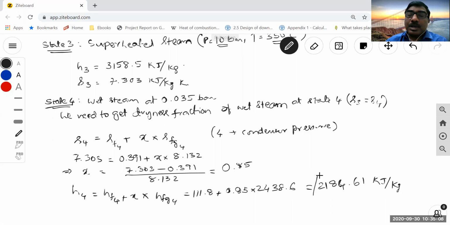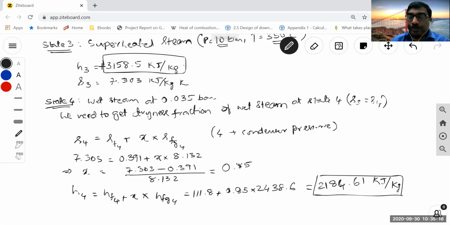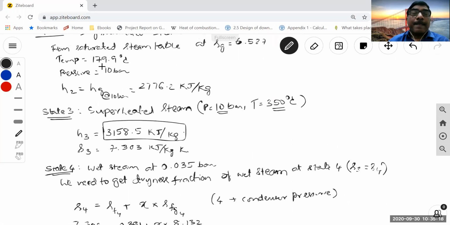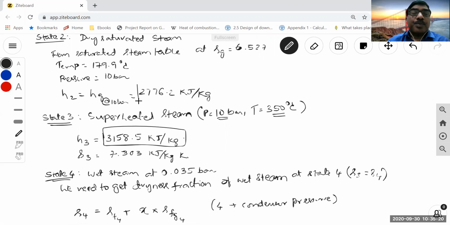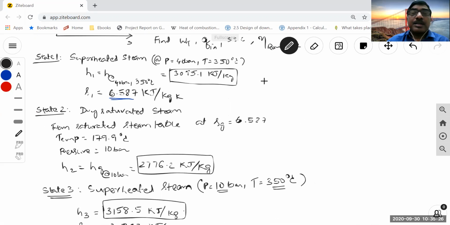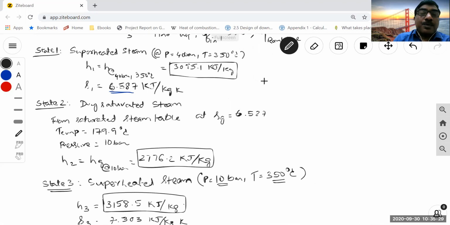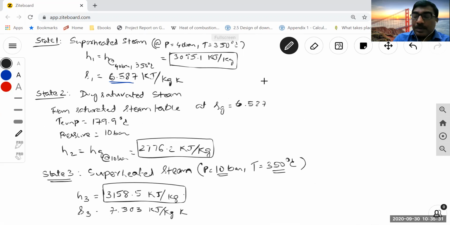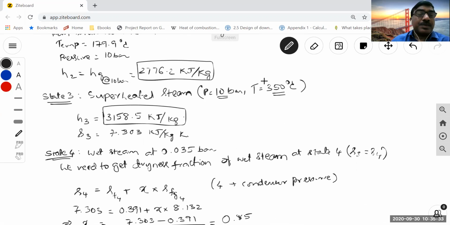So this is H4. This is H3. This is H2. And this is H1. So we have 4 H values and we need to get 2 more H values.